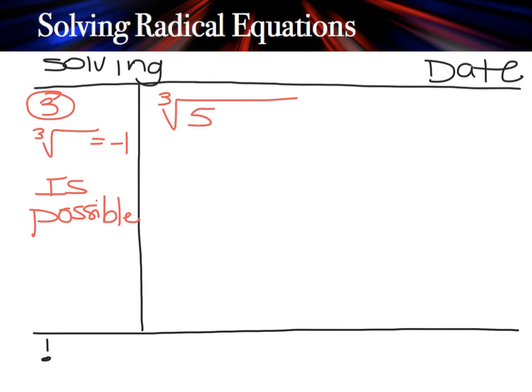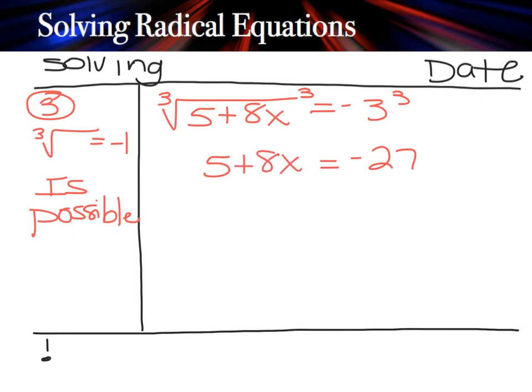So the problem that we're going to do is the cube root of 5 plus 8x equals -3. Okay, I'm going to cube both sides to get rid of that cube root. And that's going to give me a -27 on the right hand side. I'm going to subtract 5, which will be a -32, right?